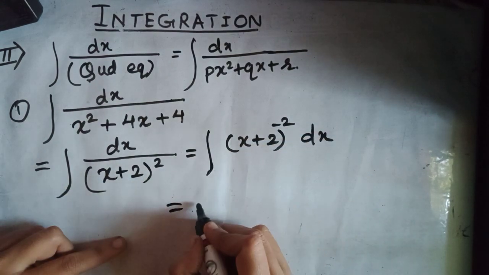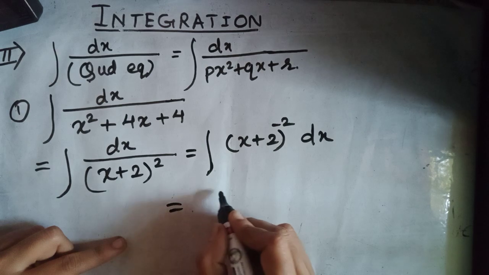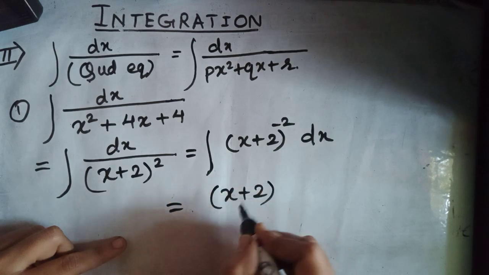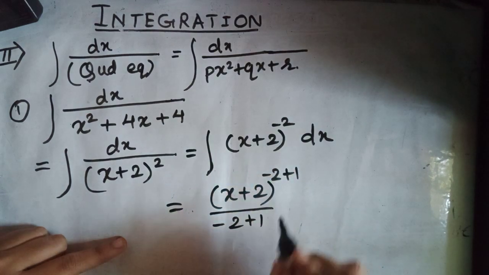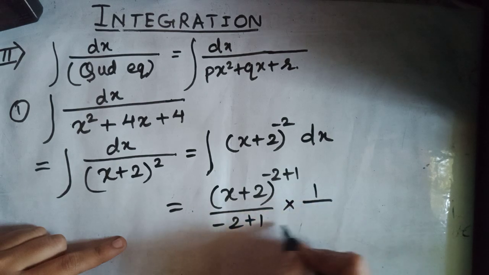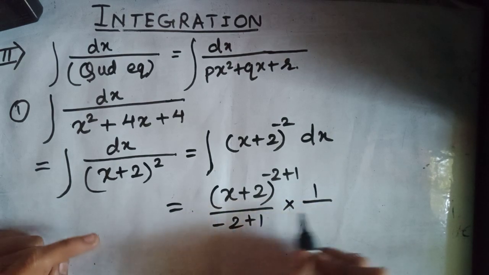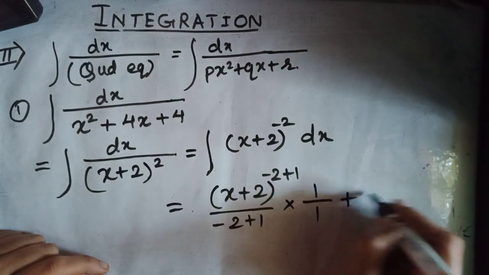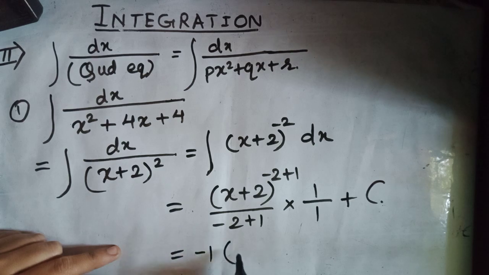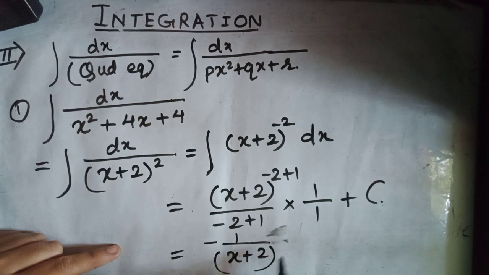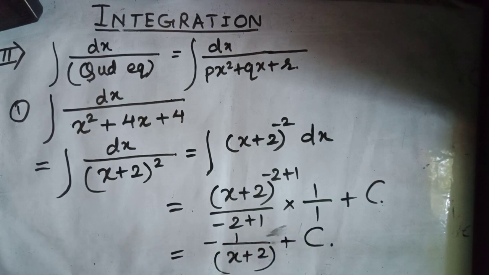So the integration is (x+2) raised to minus 2 plus 1 upon minus 2 plus 1, and the derivative will get here multiplied in the denominator. Derivative of x plus 2 is 1. Plus c. So this is nothing but minus 2 plus 1 is minus 1, into (x+2) raised to minus 1, which you can write in the denominator. So this will be minus 1 upon x plus 2, plus c. Okay, this is the answer.